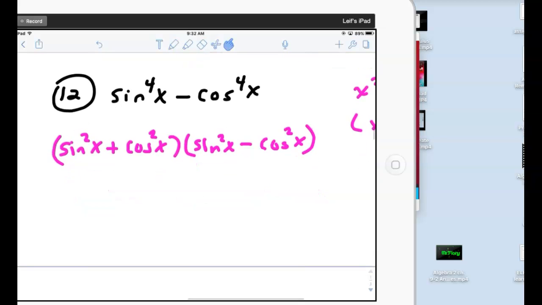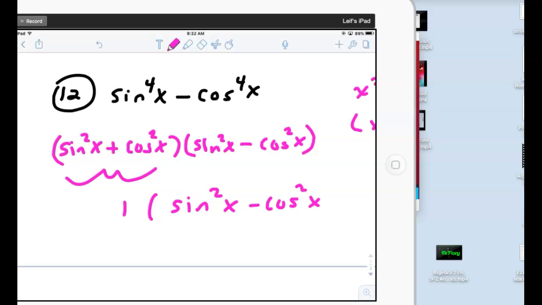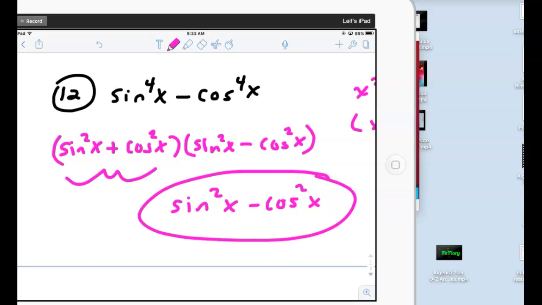Now, going back to your formulas, that one, sine squared of x plus cosine squared of x, is 1. So it's 1 times this. And so that boils down to sine squared minus cosine squared. And that's it. That's as good as that one's going to get.